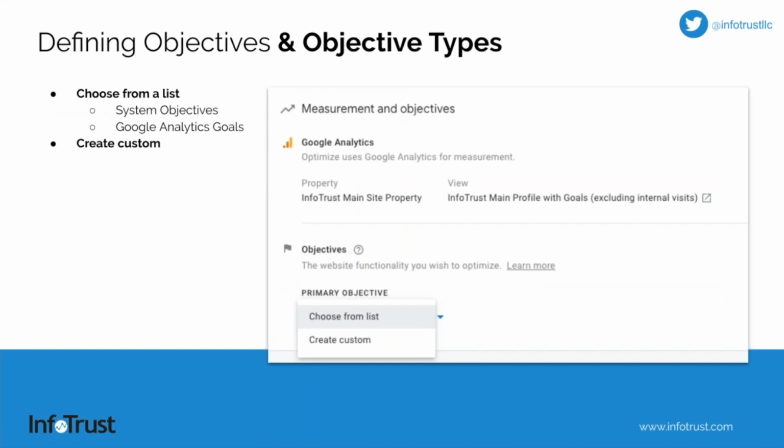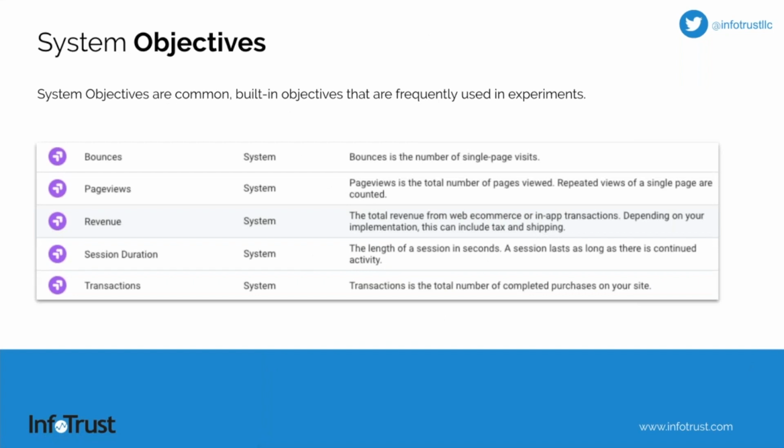And then defining objectives and objective types. Like I said, if you have been using Google Analytics as your primary web analytics tool, all of your objectives are available to you from Google Analytics and Google Optimize. So you can either choose from a list with system objectives or Google Analytics goals, or you can create custom objectives. If you choose system objectives, these are the objectives that are built in.